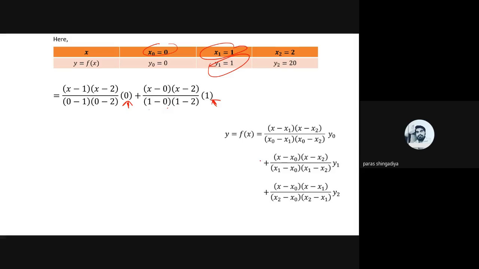Okay, and now the third term, that is x minus 0, x minus 1. Okay, x2 we have to skip in this numerator in this third term. So x minus 0, x minus 1 divided by, now replace x by 2 because x2 is given as 2. So 2 minus 0, 2 minus 1. Clear? Into the y2, which is given as 20. Okay, so that is the form you will get after replacing the values.